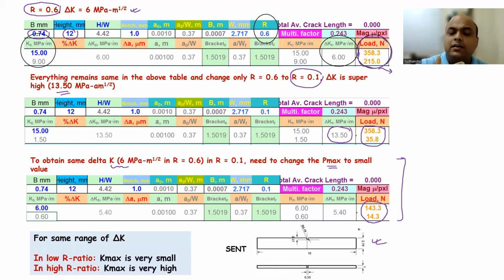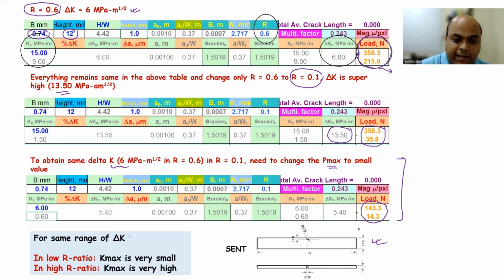So in table 1, which is R equal to 0.6, delta K is 6, and in table 3, delta K is 5.4. So which is nearby. Now we can compare what is happening between table 1 and table 2. Okay, that is different R ratios, but delta K remains same. Okay, delta K is your driving force in fatigue.